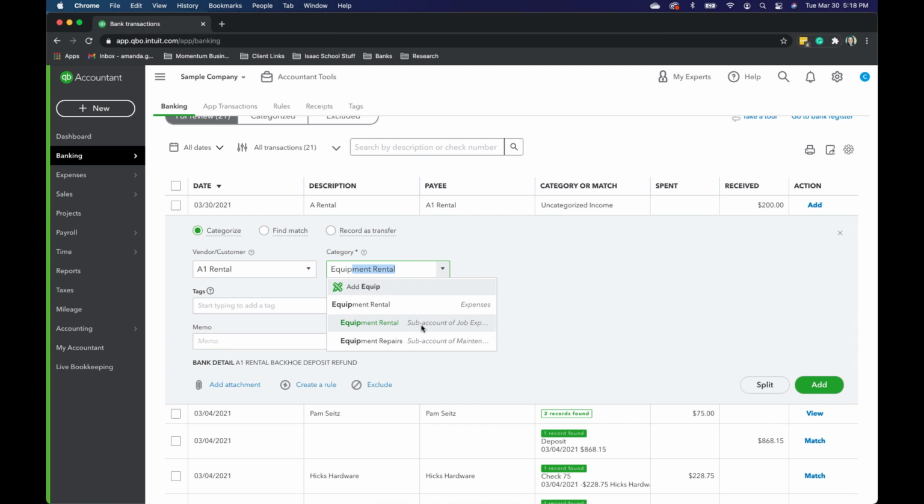Okay. So now we are increasing our asset, which is a debit. Remember, an increase in an asset is a debit. So that must mean we're crediting this expense account.